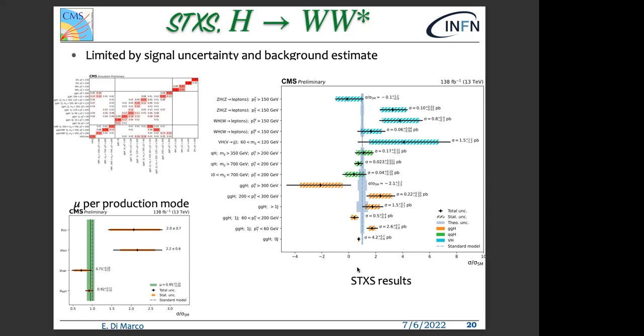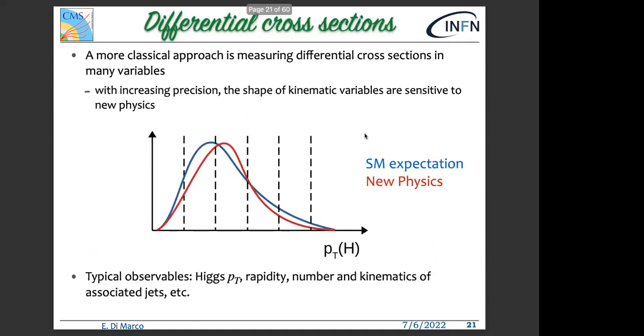So you see here the gluon fusion, the vector boson fusion and the VH. The production is very decent. At the level that we have now, the measurements are consistent with the standard model predictions. Now you can do this in the simplified template cross-section approach, which is splitting the cross-section in bins which have very well-defined theory uncertainties.